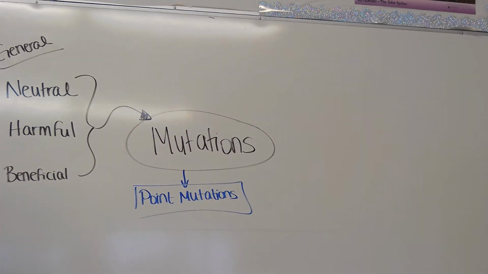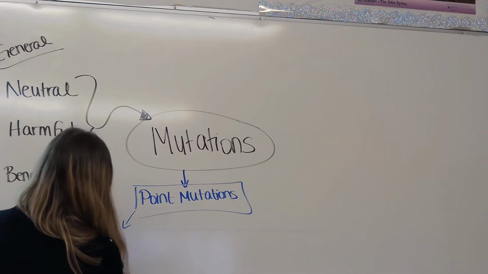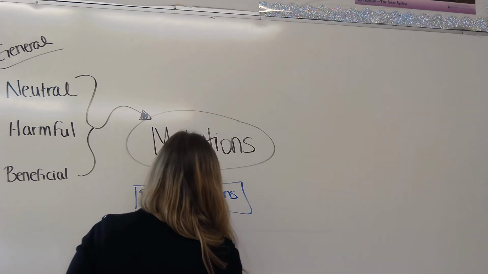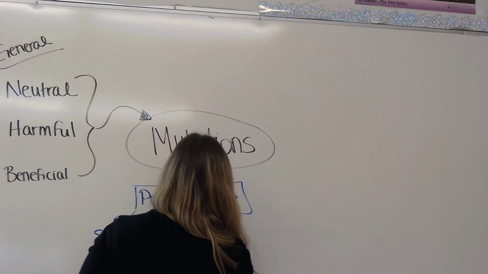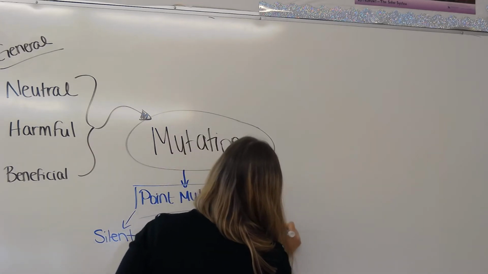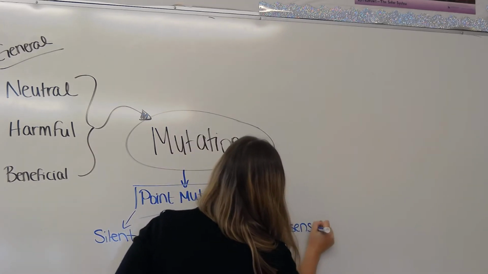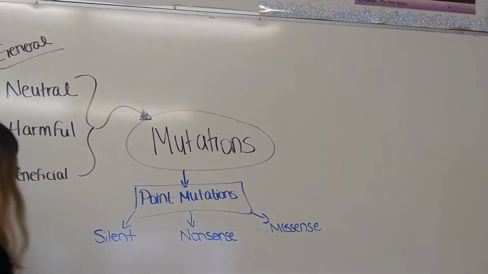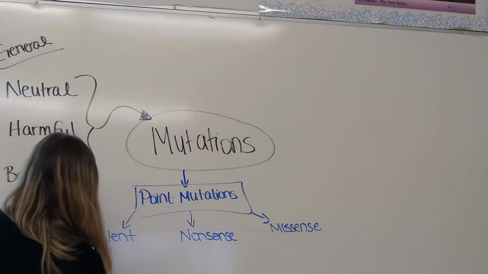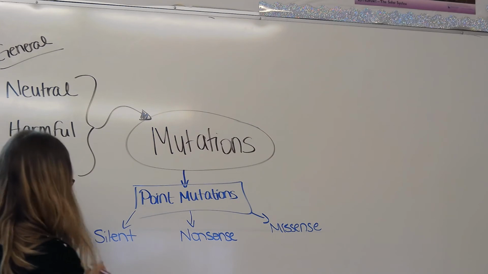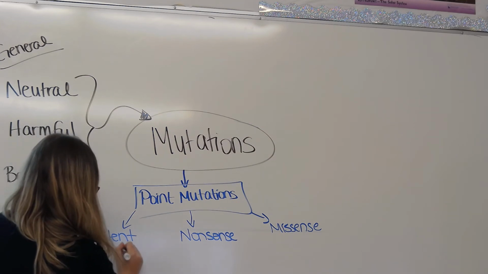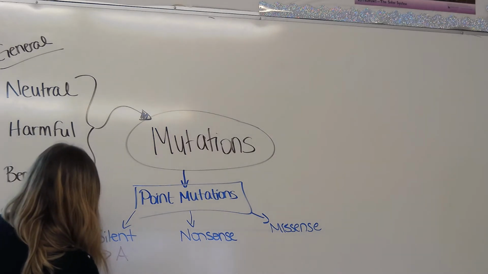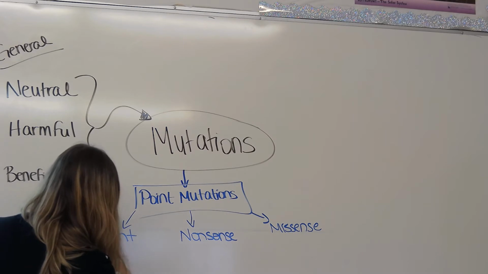And the three different types of point mutations, again, you can have silent mutations, you can have nonsense, or you can have missense. Okay, silent. This again is where you're taking a nucleic acid, not an amino acid, one of the base pairs, and you're turning it into potentially the same base pair. Or your amino acid just stays the same.